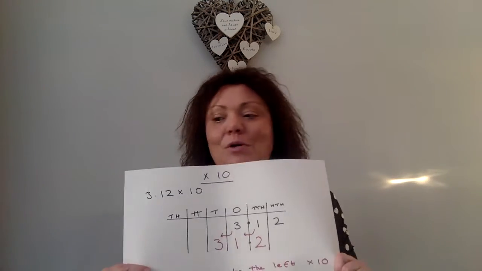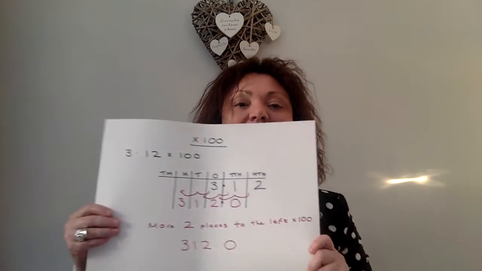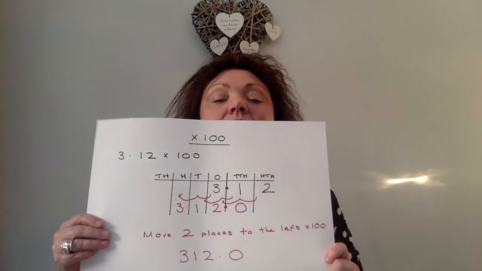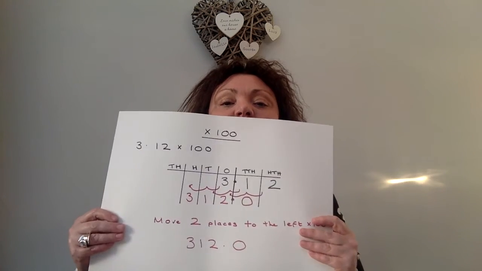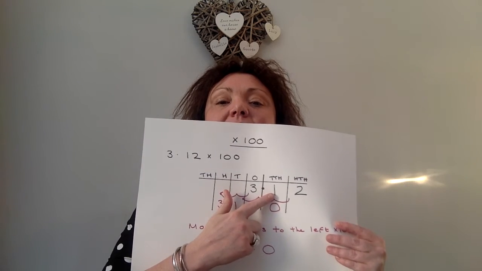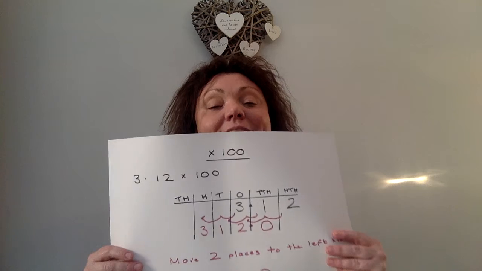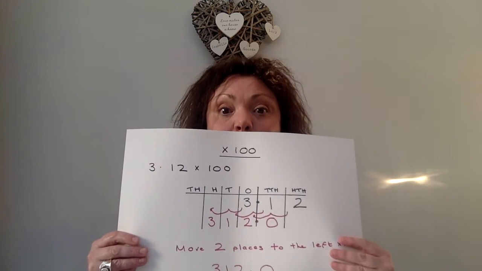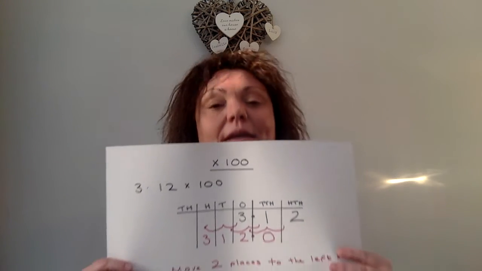Brilliant. Okay, so I wonder what happens when we multiply by 100. I wonder how many places it moves then. Are you shouting the answer at me, Year 6? I think that you might be already. I think you know this. Okay, so we've got the same number again, and we have got another place value chart. We are multiplying by 100. So we've got 3 in the ones column, the 1 in the tenths column, and the 2 in the hundredths column. Exactly the same as it was before. But this time we are multiplying it by 100.